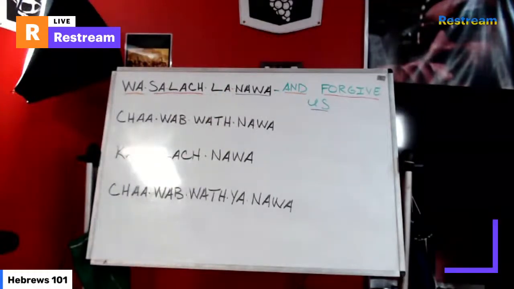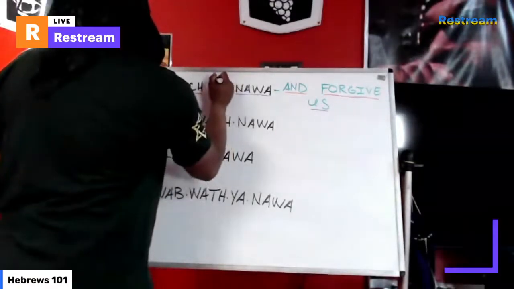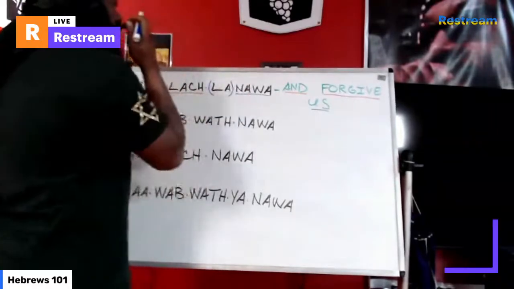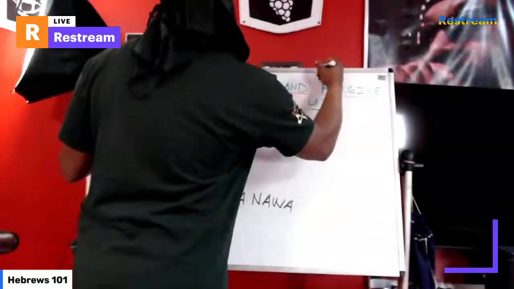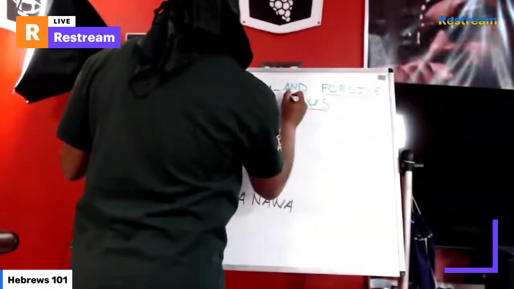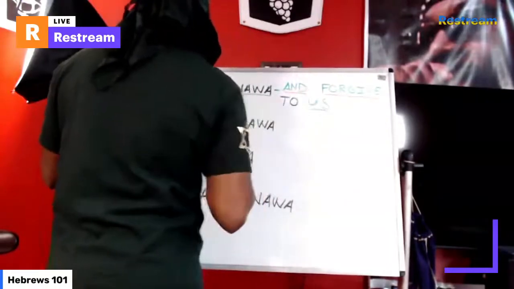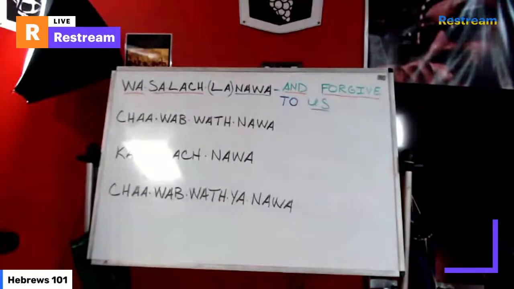Do I have another color for that? Oh, I don't. Well, hold on. Yes, I do. Azul, the young man says. We'll put that in parentheses. All right. And we'll put it up here. And forgive to us. All right. Cool beans.